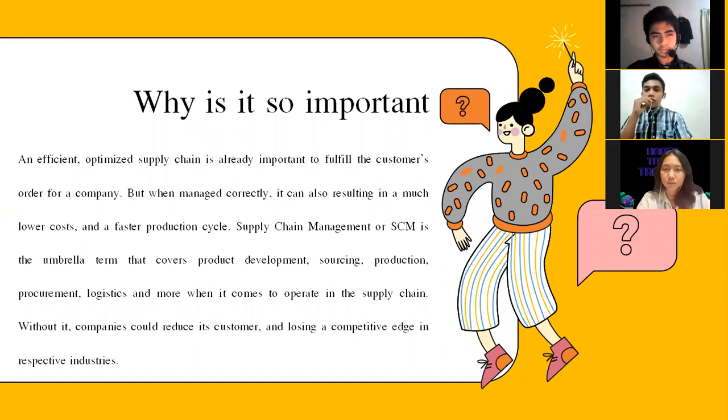Why is it so important? An efficient, optimized supply chain is already important to fulfill the customer's order for a company. But when managed correctly, it can also result in a much lower cost and faster production cycle. Supply chain management or SCM is the umbrella term that covers product development, sourcing, production, procurement, logistics, and more. Without it, companies could lose customers and lose a competitive edge in their respective industries.